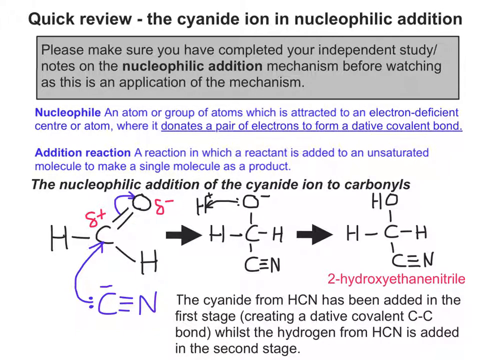And in the second stage, the hydrogen from HCN is added on to the intermediate to create the OH group, or the hydroxy group, in 2-hydroxyethanenitrile.